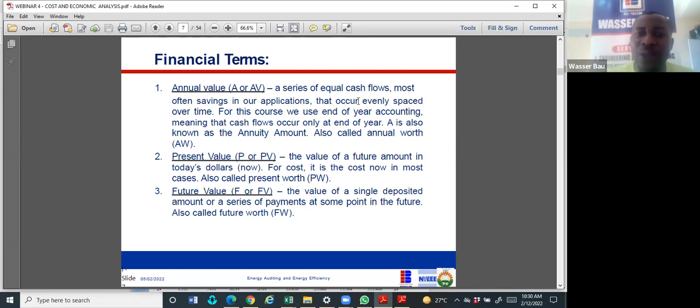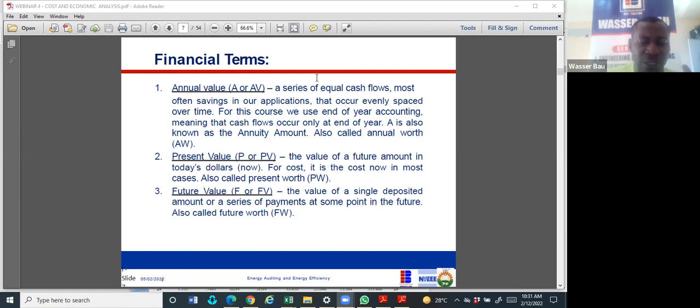So whether you call it annual value, savings, annuity, or annual worth, they mean the same thing. And what are we talking about? We're talking about those amounts that you are going to receive. For instance, if you implement an energy efficiency measure, there's a particular amount of money that comes to you every year or every term. That particular amount is what becomes the annual value.